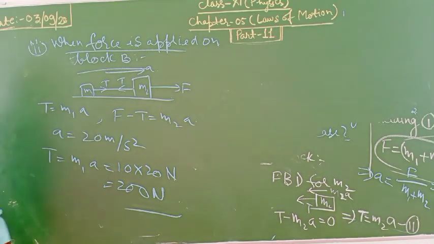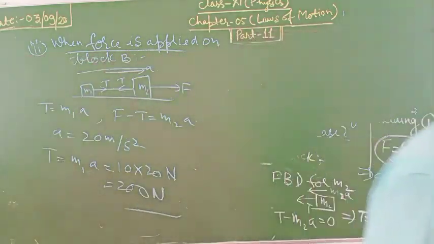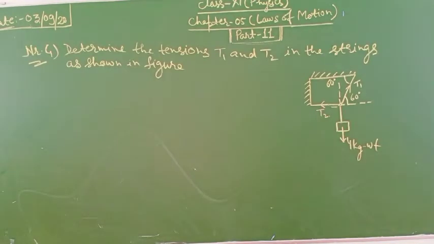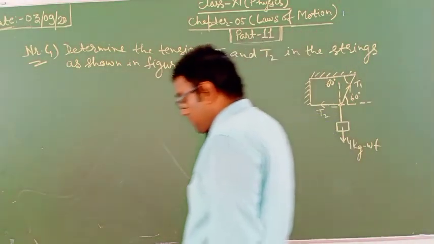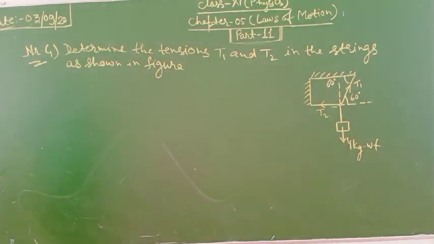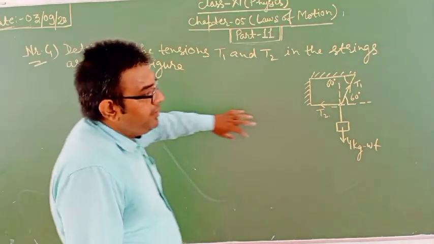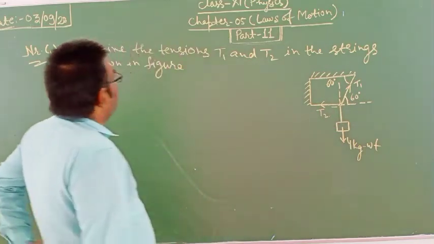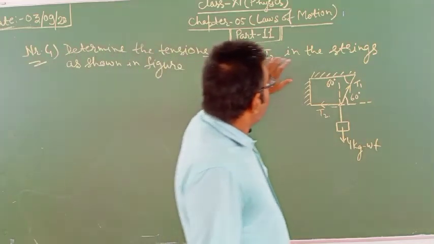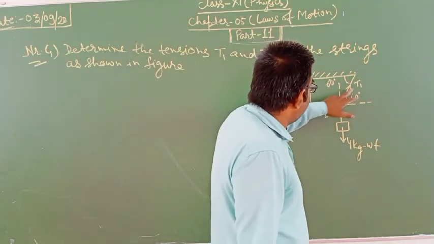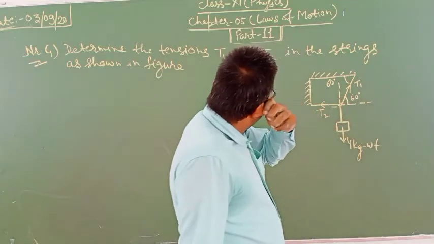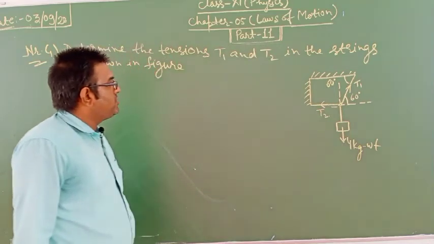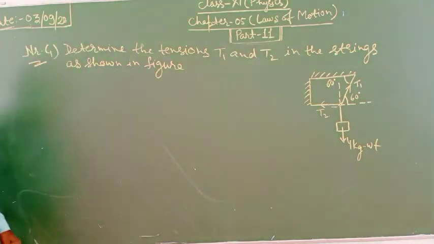Now students, the last numerical we will discuss. Now dear students, look here. There is a question on resolution of forces and FBD, both are included here. You have to find out the tensions T1 and T2 in the string when a block of 4 kg weight is attached to the string as shown in the figure.